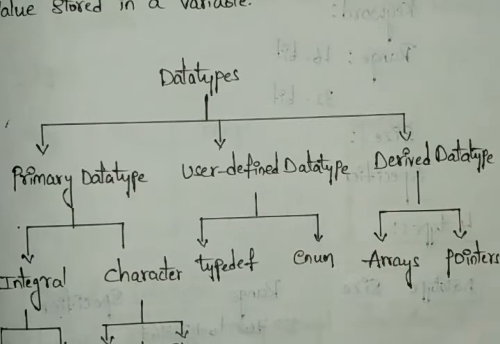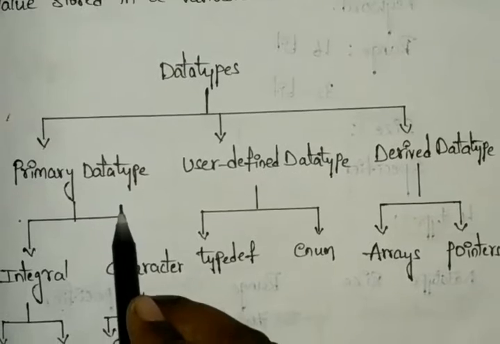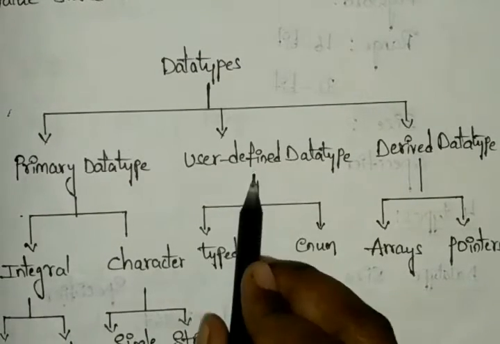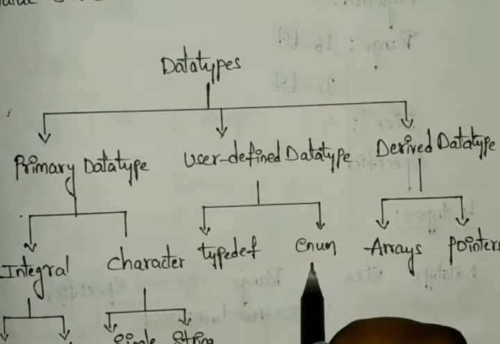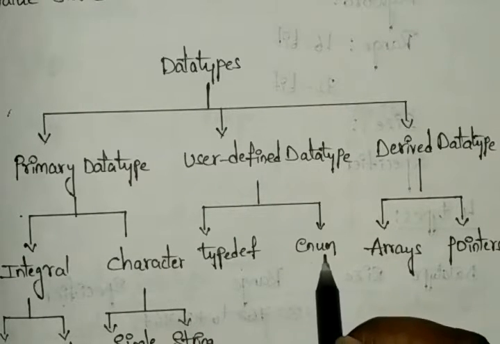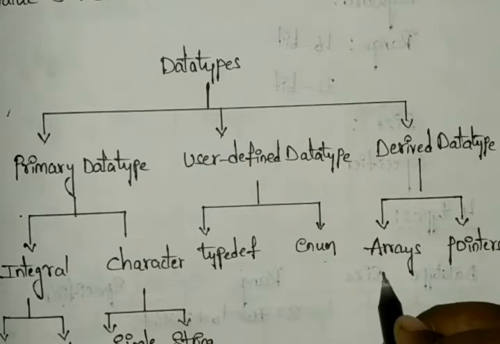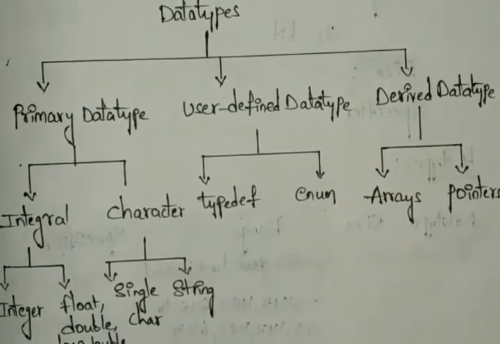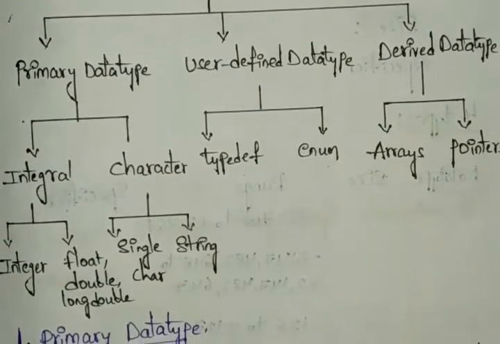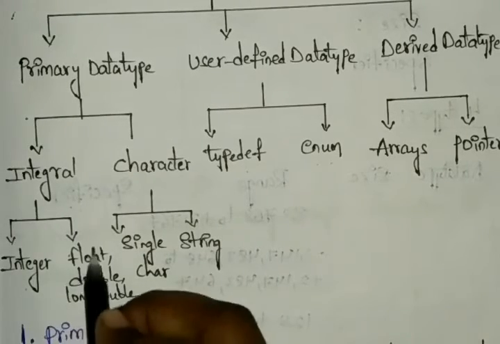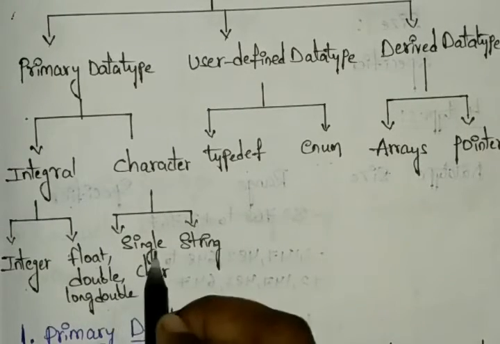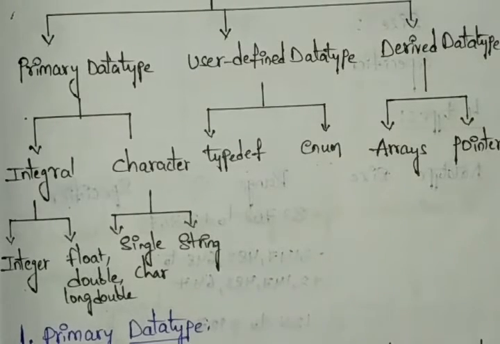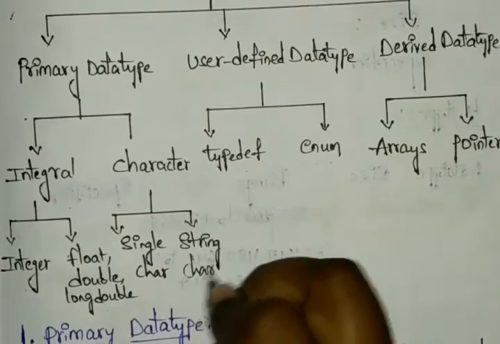That's our choice. Next, this primary data type is again divided into integral and character. The user defined data types are typedef and enum. Enum means enumerated data type. And for the derived data types we have arrays, pointers, strings, like that. Next, this integral data type is again divided into integer, float, double, long double, and the character type, that is single character and string constant type.